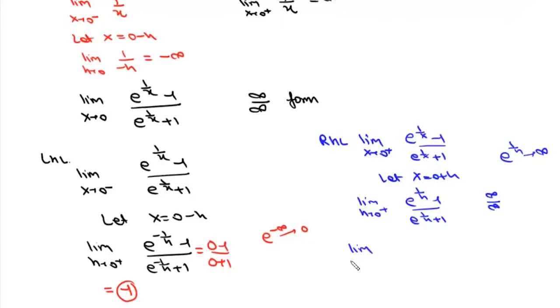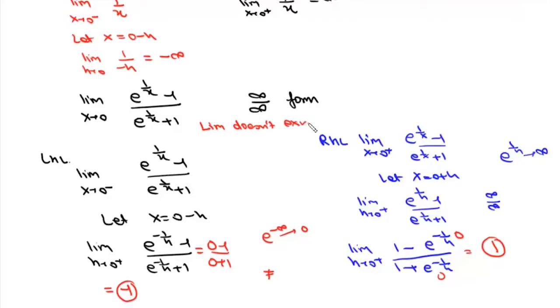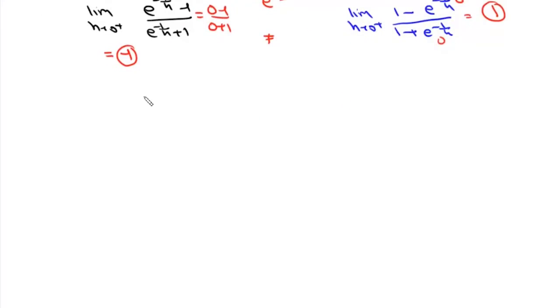Now we can write this as limit h tends to 0 positive 1 minus e to the power minus 1 by h upon 1 plus e to the power minus 1 by h. Now e to the power minus infinite is 0. So this is 1 minus 0 upon 1 plus 0, which is plus 1. And in this case, left hand limit is not equal to right hand limit, and therefore for this function, this limit does not exist at x equals 0. So whenever this limit approaches plus infinite or minus infinite, then we say it is an infinite limit.